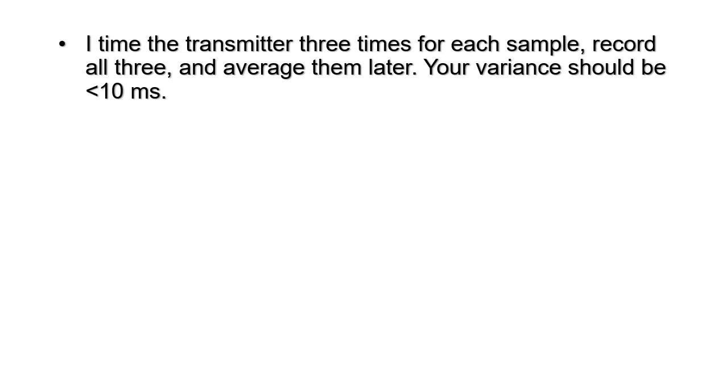I time the transmitter 3 times each time I visit an animal, and I record all 3 and then average them later. Your variance should be less than 10 milliseconds between the 3 samples.